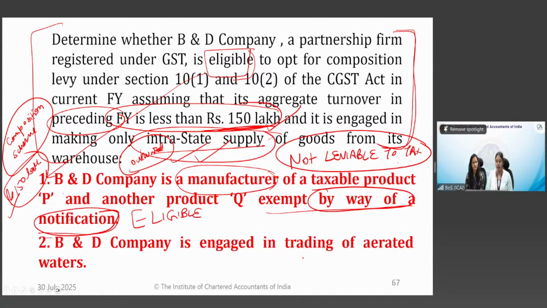Now next point is B&D company is engaged in trading of aerated waters. Now I want an answer. We want an answer for this. Please tell us the answer. If B&D company is engaged in trading of aerated waters, will it be eligible for composition scheme or not?